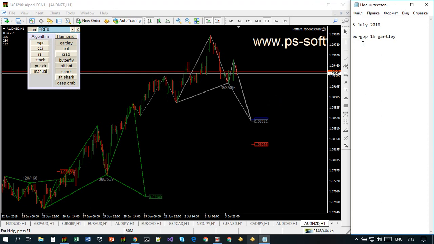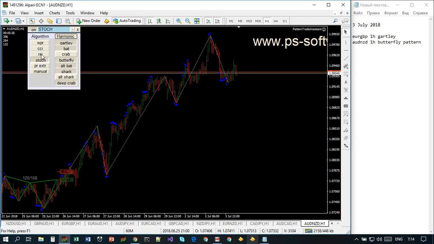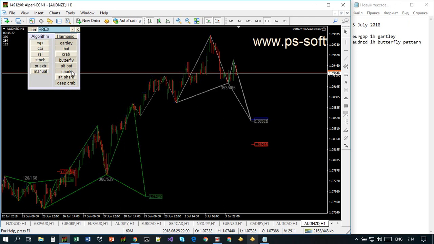Okay, Aussie New Zealand, AUD NZD, what is it? A 1 hour butterfly pattern. And now let me do some final checking. Let me check if it is supported by other algorithms. 2 out of 5, not a very obvious pattern. Not all algorithms see that. For me, for a pattern to be obvious, we need 3 out of 5. Not the best one, but let me mark it this way.